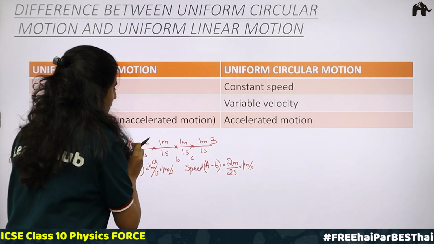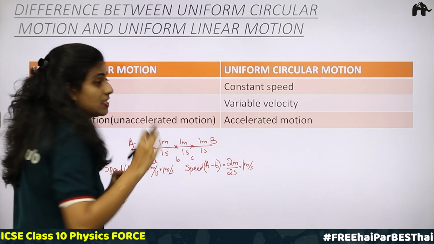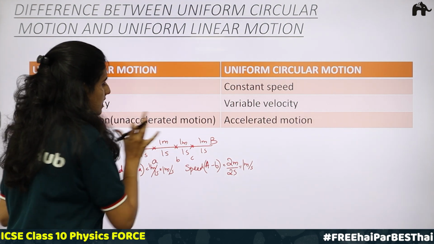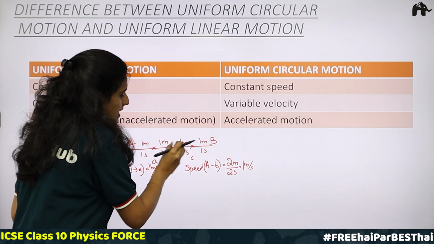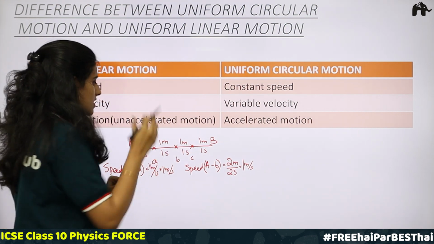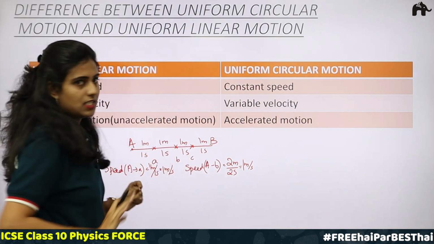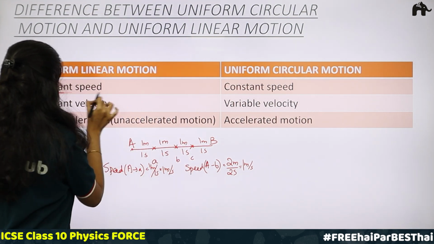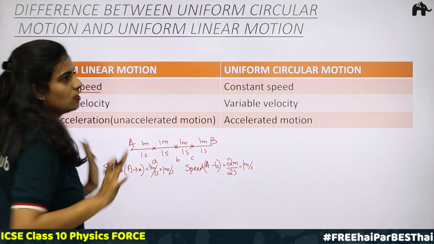Now if it is from A to C, then 1 meter plus 1 meter plus 1 meter is the total distance travelled, which is 3 meters, and the total time taken will be 1 second plus 1 second plus 1 second, equal to 3 seconds. 3 meters by 3 seconds is equal to 1 meter per second. Constant speed. So in the case of uniform linear motion, there is a constant speed.